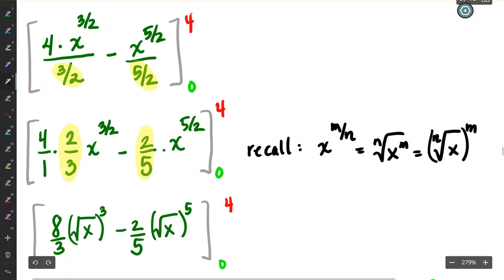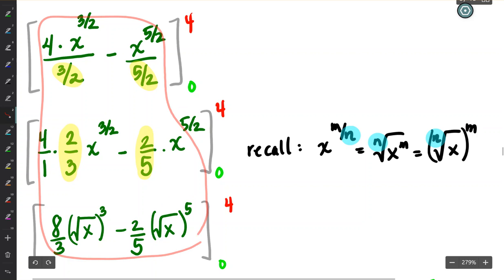The denominator is the root that you were taking. I'm writing it like this because I'm plugging in a 4, and I know 4 is a perfect square. All right, and also x to the 5/2 power is the square root of x to the 5th. So I just did a little bit of algebra arithmetic cleaning up right there.